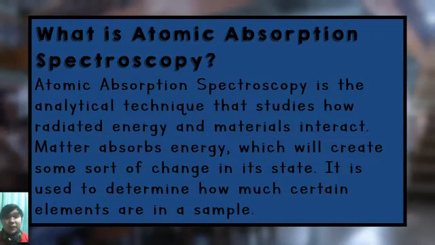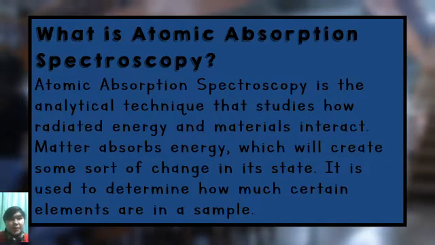What is atomic absorption spectroscopy? Let us first discuss what this means. Atomic absorption spectroscopy is used as an analytical technique that studies how radiated energy and materials interact. We will learn the interaction between the two, energy and materials. Matter absorbs energy, which creates some sort of change in its state. It is used to determine how much of certain elements are in a sample.